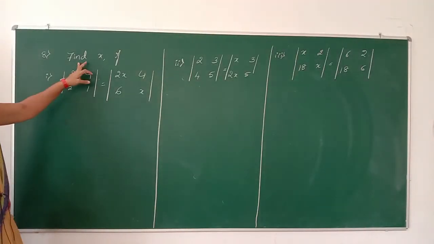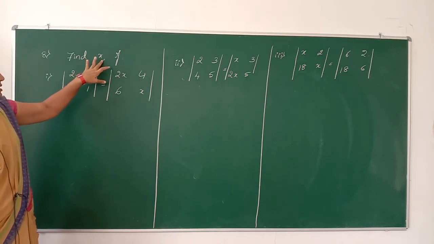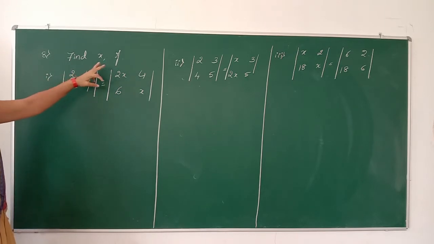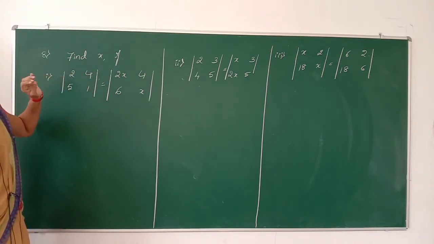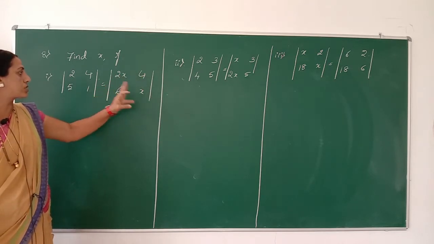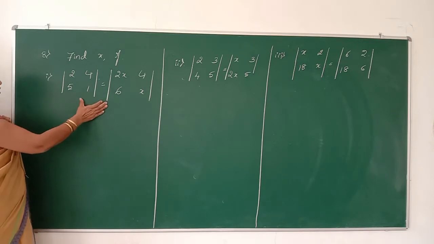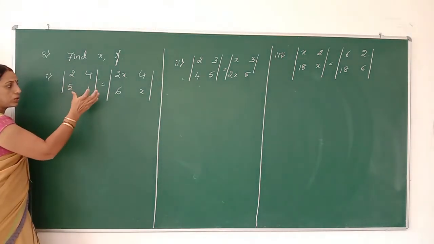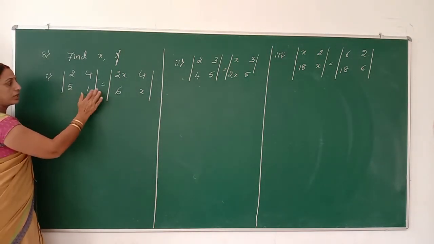Next one, find x, which is denoted by a small letter. So x is denoted by small letters if it is called an element of the matrix. So if 2, 4, 5, 1 are the values of the first determinant, 2x, 4, 6, x are the elements of the second determinant. So by using these two determinants, how do we find the values of x? Suppose these two are enclosed in matrices, what is the definition or condition of equality of two matrices?